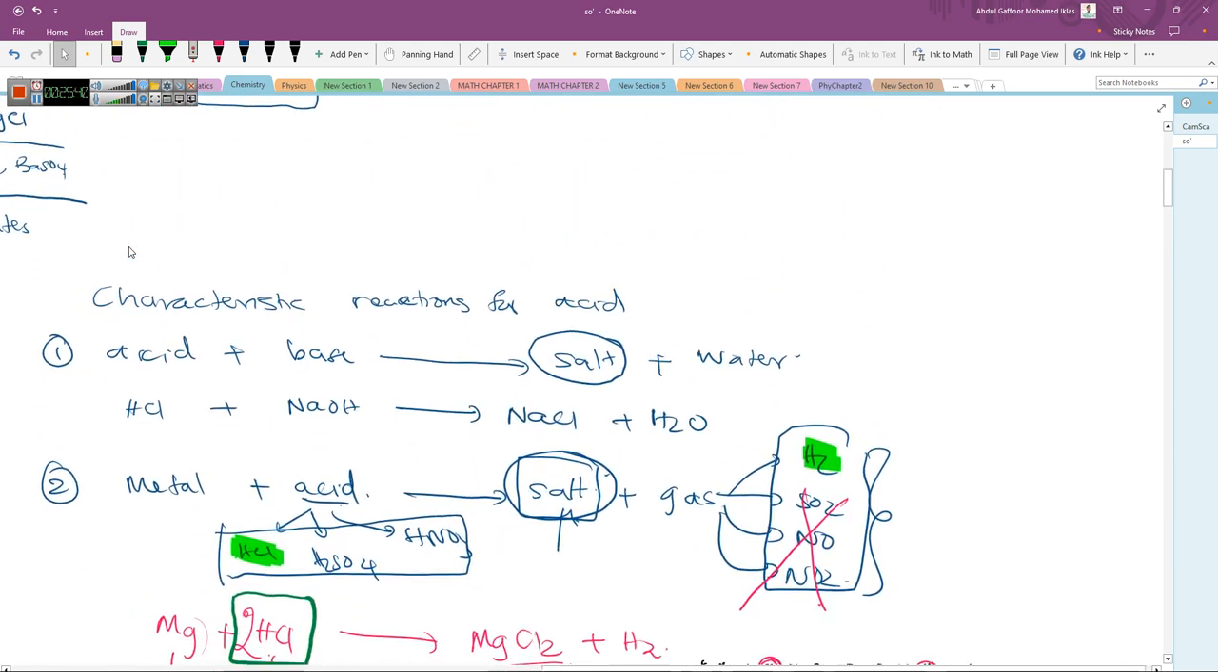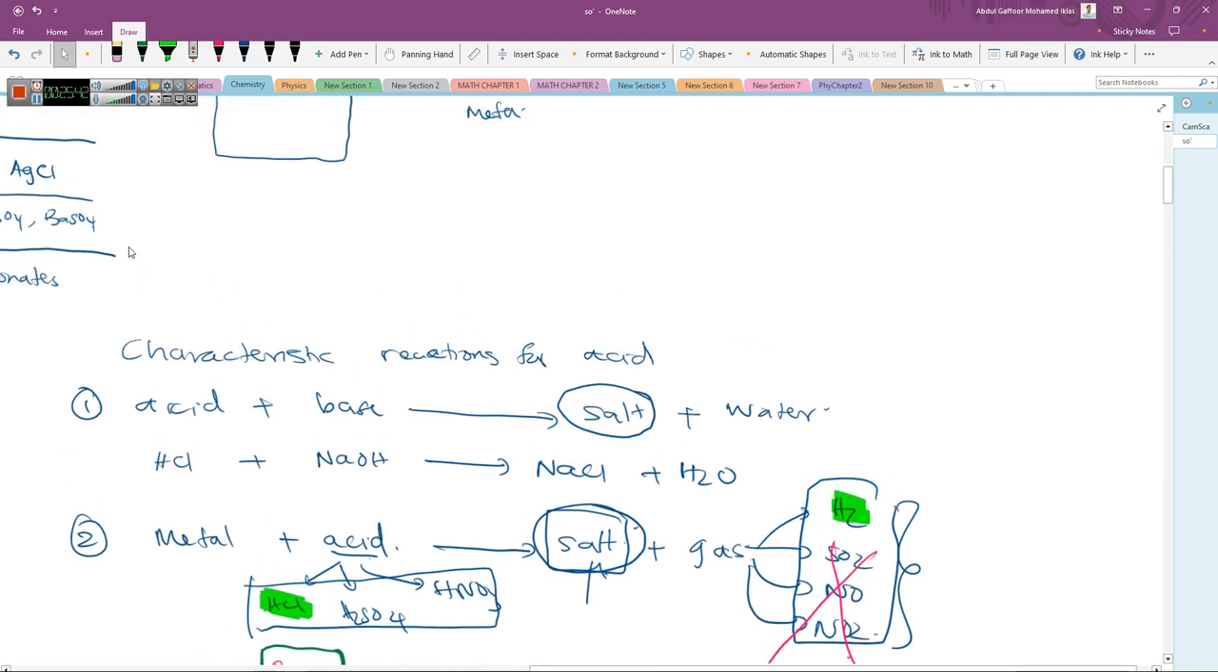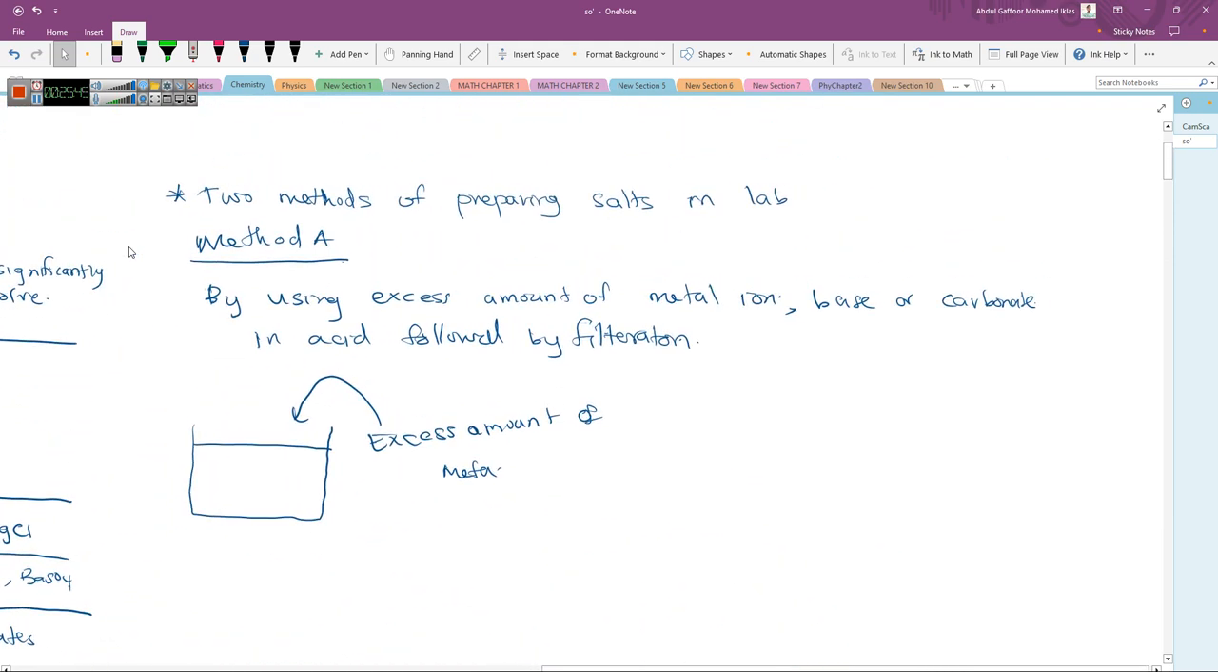Now we have studied these 3 characteristic reactions for acid, and we will come to our 2 methods of preparing salts in the laboratory.